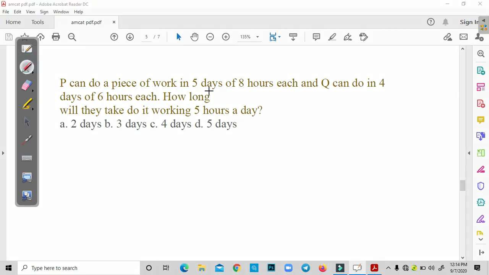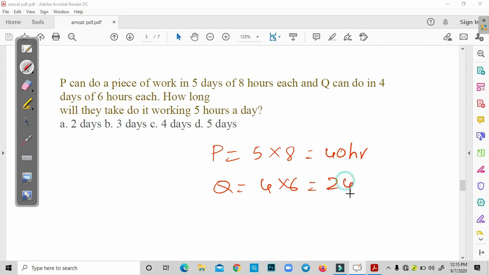P can do a piece of work in 5 days of 8 hours each. Q can do it in 4 days of 6 hours each. How long will they take to do it working 5 hours a day? Now see, P can do it in 5 days of 8 hours each. That means he can do the total work in 40 hours. Q can do it in 4 days of 6 hours each. That means 24 hours. Now use the LCM method. P 40 hours, Q 24 hours.